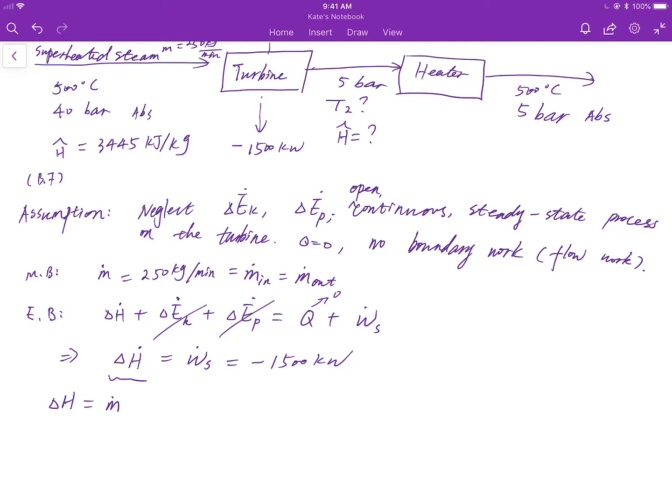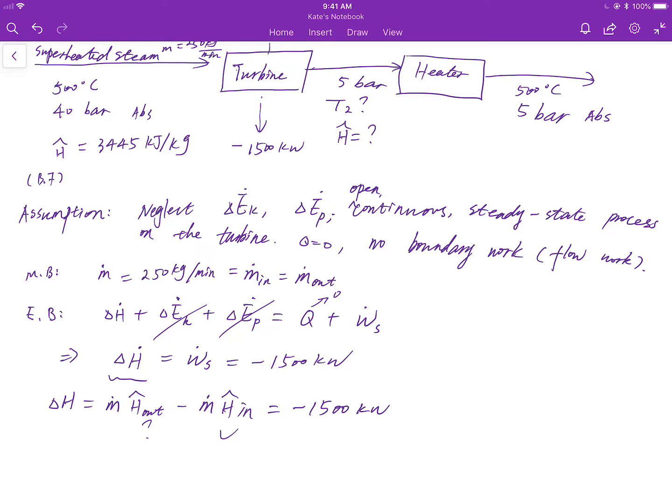And we know that enthalpy is a state function, depends on the final state minus initial state, or we say the outlet stream minus initial stream. In this case, it is the outlet stream minus initial stream for specific enthalpy. We already know this one, but we don't know this one. But we know that the total of this is 1500 kilowatt.